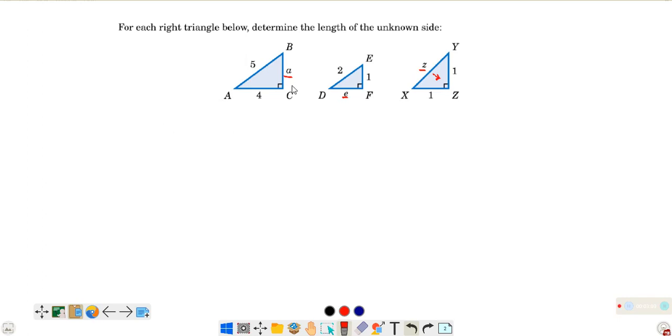Let's start with the first triangle. Triangle A, B, and C. Let's solve for the value of A. So using the Pythagorean theorem, we know that C is equal to 5, A is unknown, and B is equal to 4.